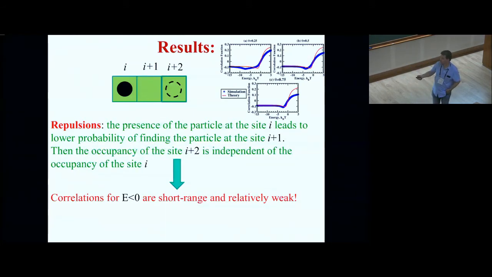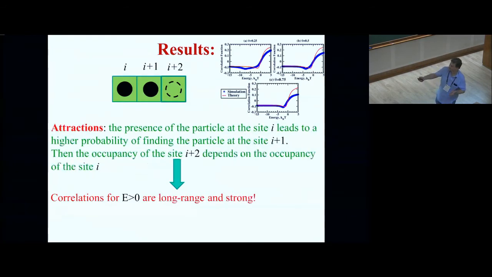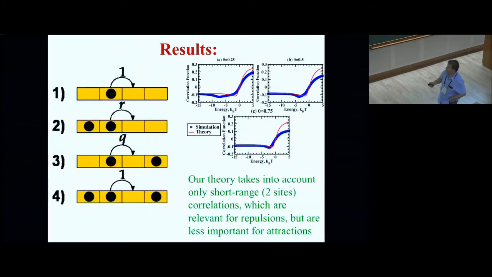So correlations for repulsions are short range, and my theory captures this quite well, because I just put in short range correlation. But for attraction, the situation is different. If I have a particle here, with a larger probability I have another particle here because it's attraction. It's energetically more favorable. If this is the case, then I would also probably have a particle over there, most probably. So as you can see, correlations are much longer range and much stronger for attractions, and they're shorter and much weaker for repulsions. That's what we are arguing here.